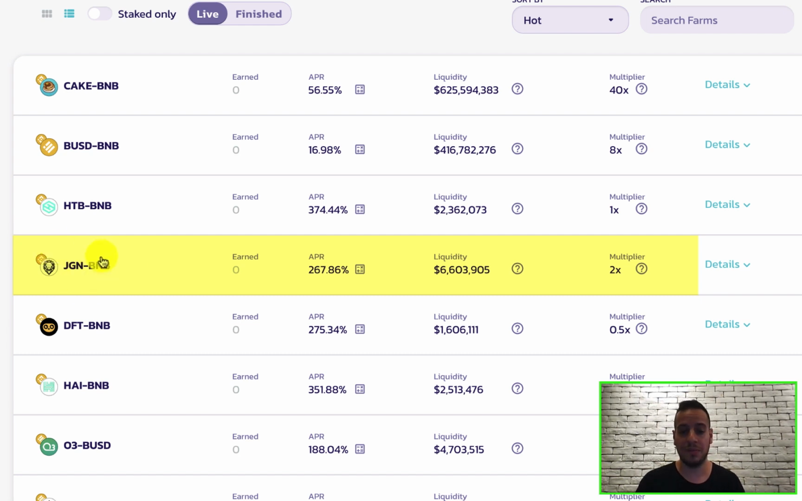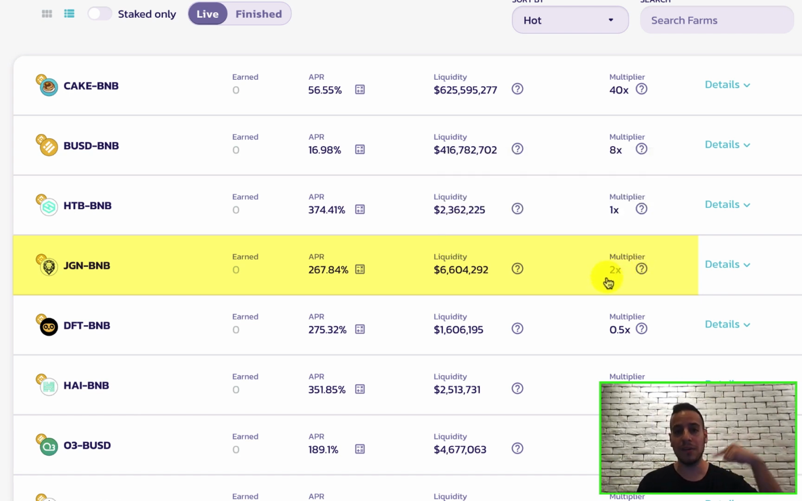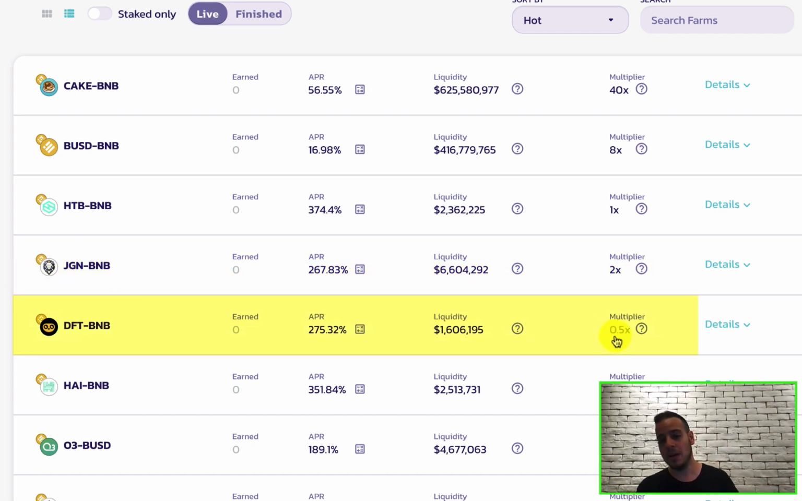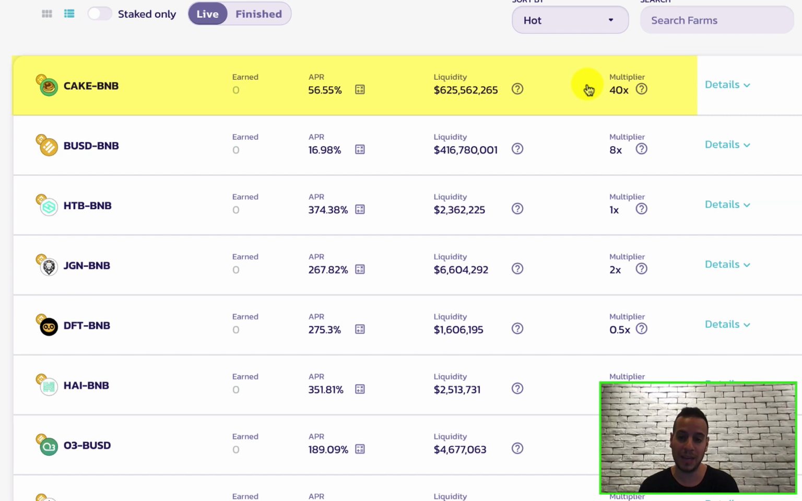So if JGN-BNB, for example, gets one Cake, every farm gets one Cake, then a 2x multiplier means that for now, this farm gets two Cakes every single block that is mined. We know that a block is mined in Binance Smart Chain around every 4-5 seconds, which means that the JGN-BNB farm will get two Cakes every block, every 4 to 5 seconds. So for all the people who provided liquidity, it will be the fixed amount multiplied by the multiplier. In DFT-BNB, it will be, for example, 0.5 Cake. Cake-BNB is 4x, which means it's 40 Cake. It's not 40 Cake, because we just took an example of one Cake. The number is different, but you have to understand that every farm has this fixed amount of Cake multiplied by the multiplier.